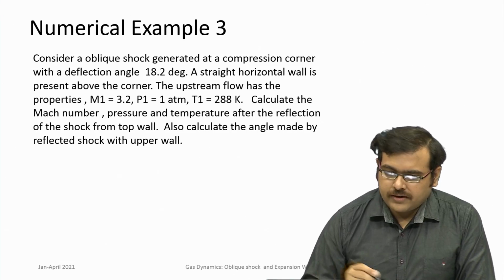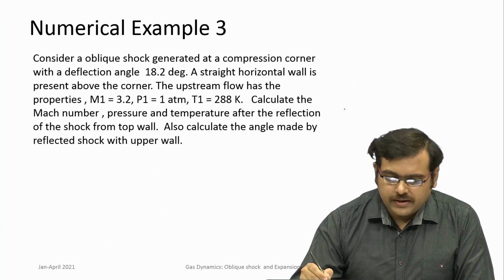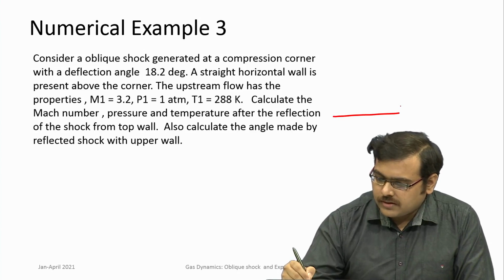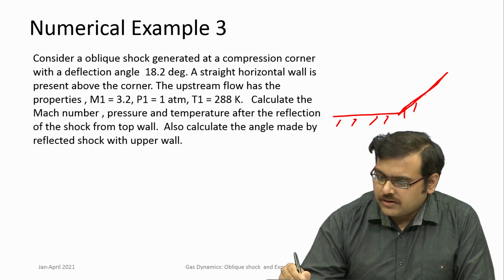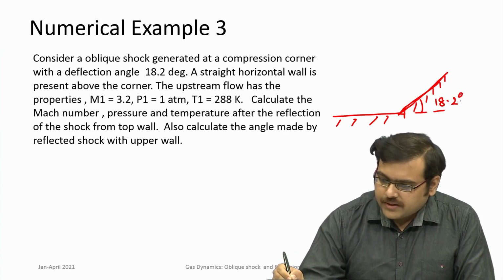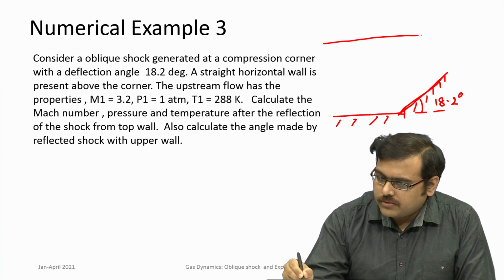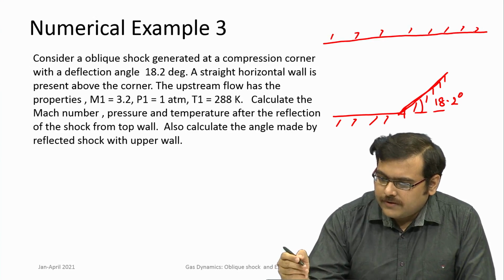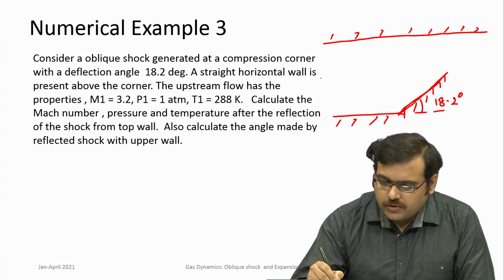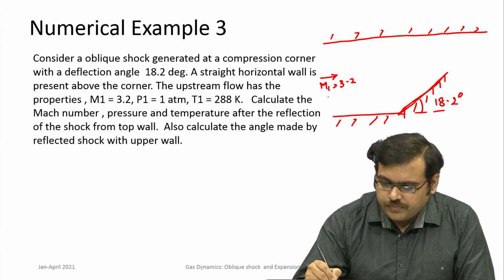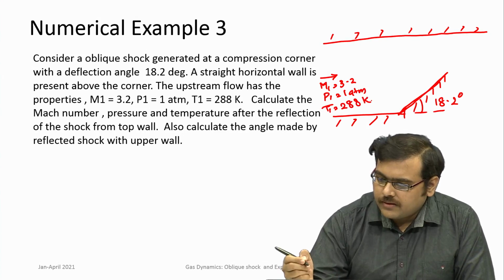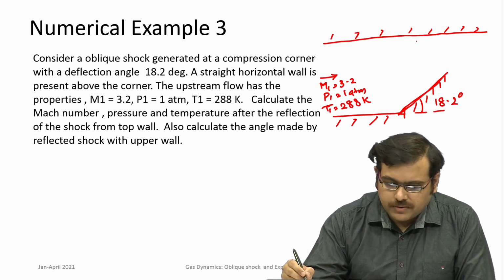Consider an oblique shock generated at a compression corner with a deflection angle of 18.2 degrees. A compression corner is a corner where the wall has just turned into the flow. So the deflection angle theta is 18.2 degrees, and a straight horizontal wall is present above the corner. The upstream flow has M1 equal to 3.2, P1 equal to 1 atmosphere, and T1 equal to 288 Kelvin. Calculate the Mach number, pressure, and temperature after reflection.